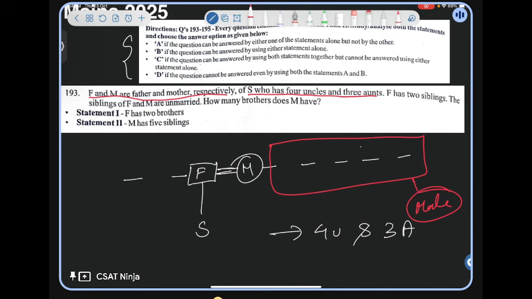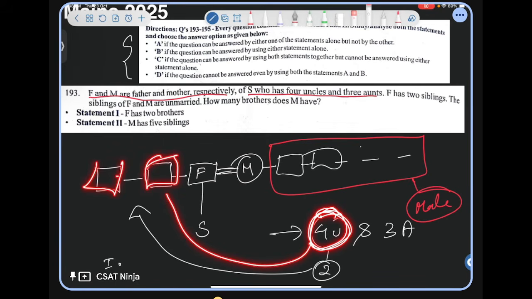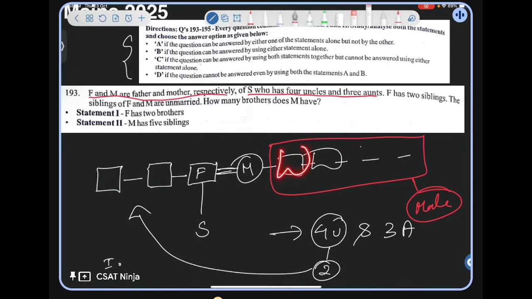Let us go to statement number 1. Statement number 1 says what? It says F has 2 brothers. That means statement number 1 is clear cut that F has 2 brothers. This will be filled by a brother. This will be filled by a brother. So out of these 4 uncles, 2 have been inserted here. So how many will be left? There will be 2 uncles there. Because there were 4 uncles, and among those 4, 2 went to F. So there will be 2 left, which will be filled here.